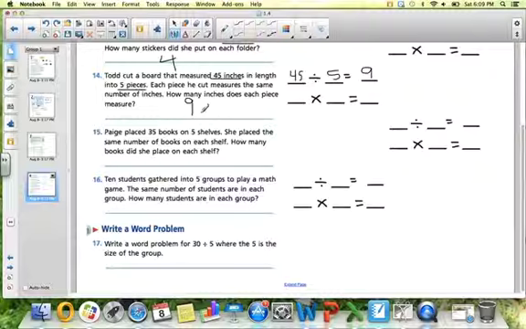Okay, and make sure you're writing what it is. Inches. I will look for that. This would be stickers. Yada yada. Okay.